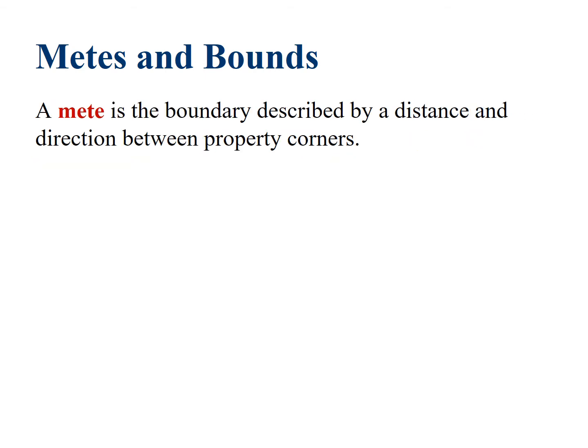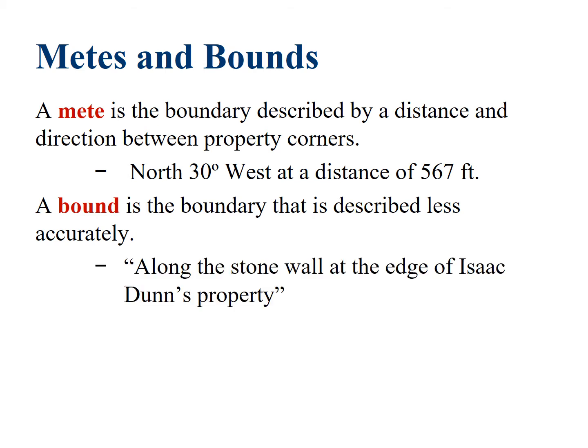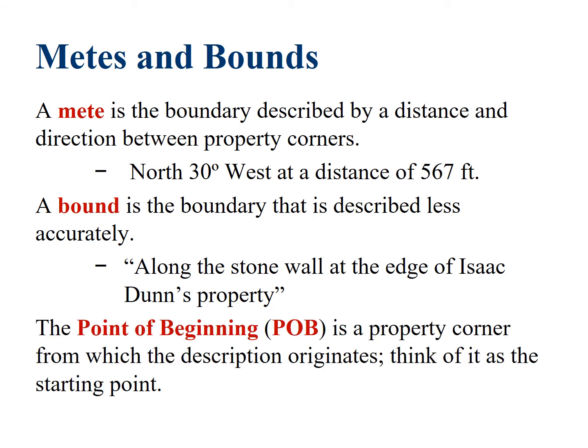A mete is the boundary described by a distance and direction between property corners. An example would be north 30 degrees west at a distance of 567 feet. A bound is the property that is described less accurately. An example would be along the stone wall at the edge of Isaac Dunn's property. The point of beginning is a property corner from which the description originates. Think of it as the starting point.